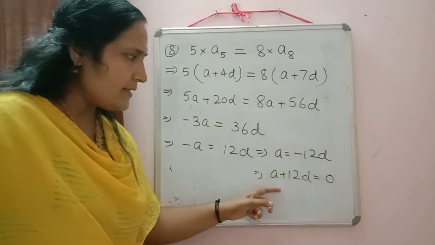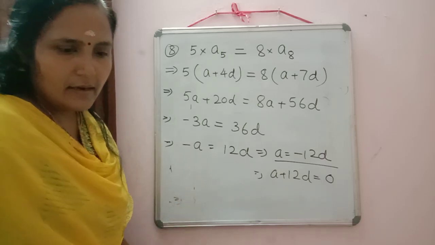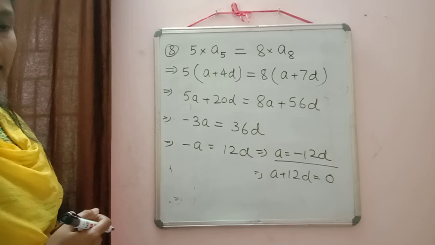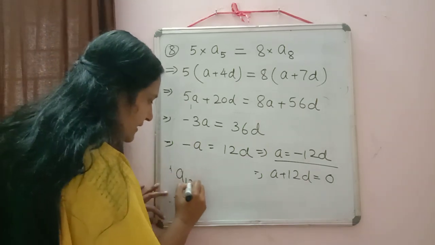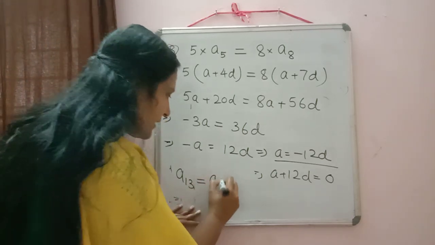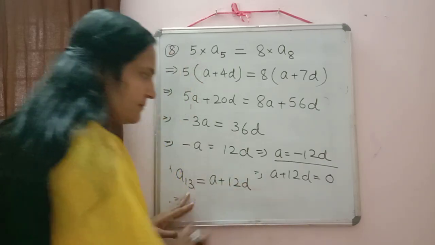If you don't want to write this step, you can leave till here only. No problem there. Now what is asked in the question? Show that its 13th term is 0. Now we have to find out what will be the 13th term of the AP. According to the formula, what will come? A plus 13 minus 1, 12D.